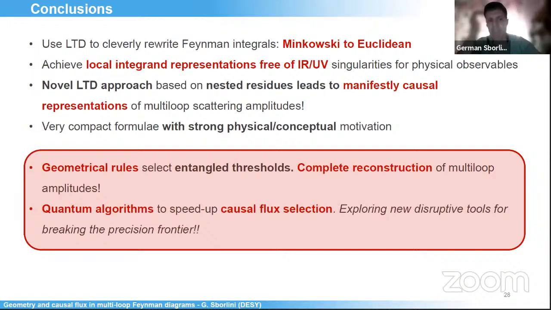Also, that by using geometrical rules, we managed to reconstruct a causal representation for multi-loop amplitudes, and moreover, that we speed up this reconstruction by identifying the possible causal fluxes through quantum algorithms. That this is something that can have very important consequences and can help us to break up the precision frontiers in theoretical physics.